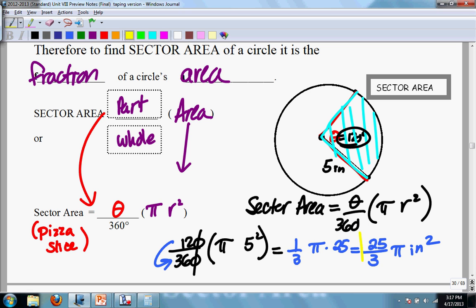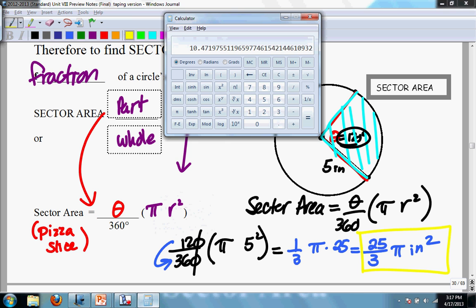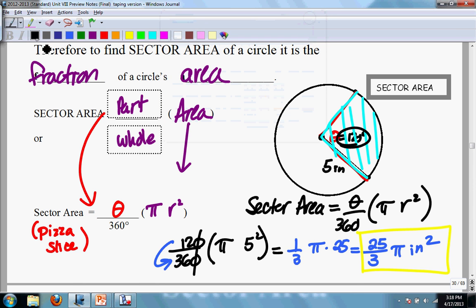Once you have an irreducible fraction, you can leave it just like that. Perfectly acceptable. If you like the decimal version, we can do 25 divided by 3 times pi, and we get 26.2, so approximately 26.2 inches squared. Both answers are perfectly fine, depending on what's being demanded.